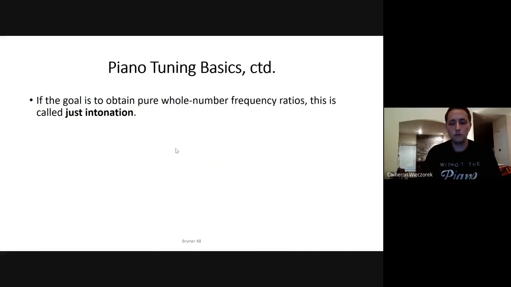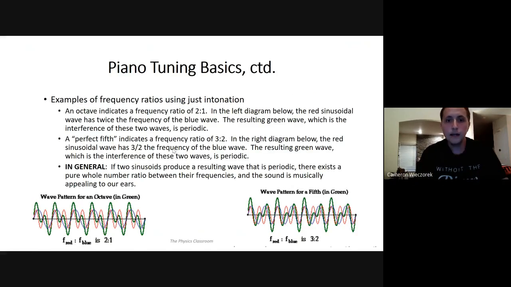Sometimes the goal when you're doing this tuning is to obtain pure whole number frequency ratios between two notes. And this is what's called just intonation. A lot of times choirs will do this. They like to be using just intonation to tune themselves before they sing. And the goal is to get any pair of notes to have a whole number frequency ratio. So for example, an octave is probably the easiest example to start with. An octave indicates a frequency ratio of 2 to 1.